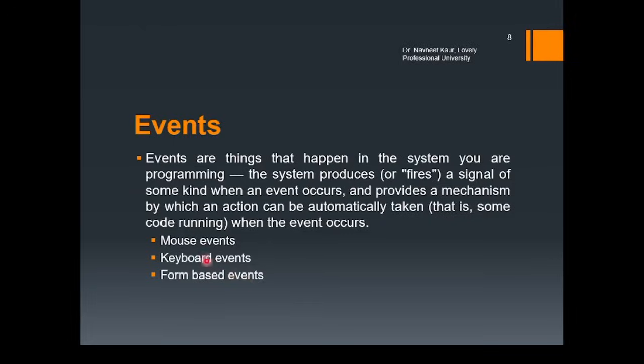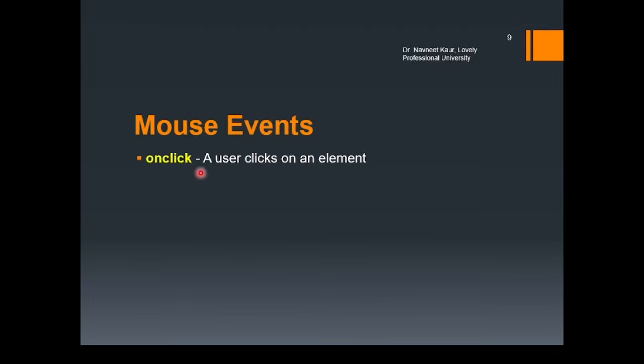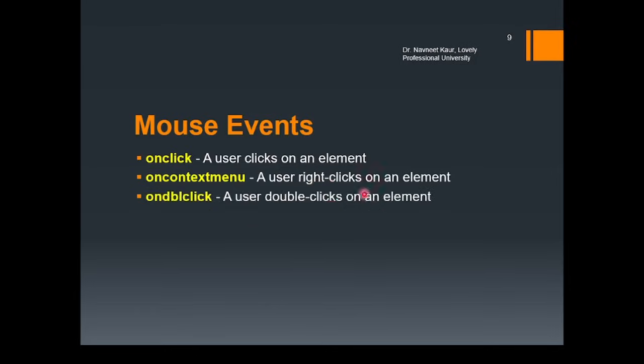So let's first of all come to the mouse events. Certain events that we are going to cover in this lecture. The first one is onclick. Onclick happens when the user clicks on an element. Then oncontextmenu, when the user right clicks on an element. Ondblclick, where dbl means double click, so a user double clicks on an element.